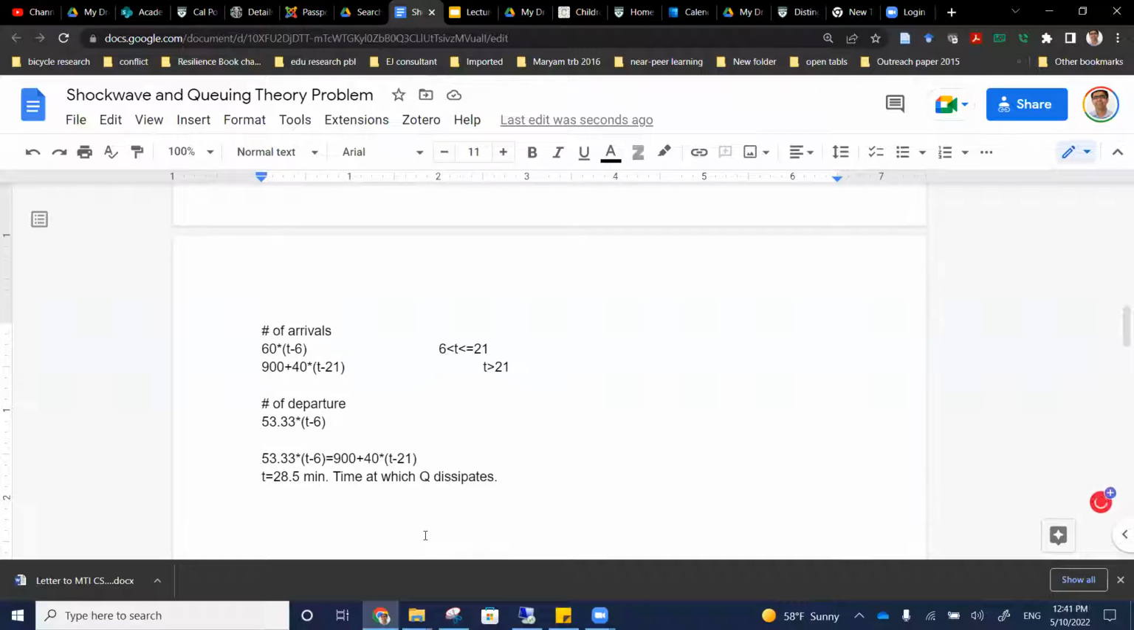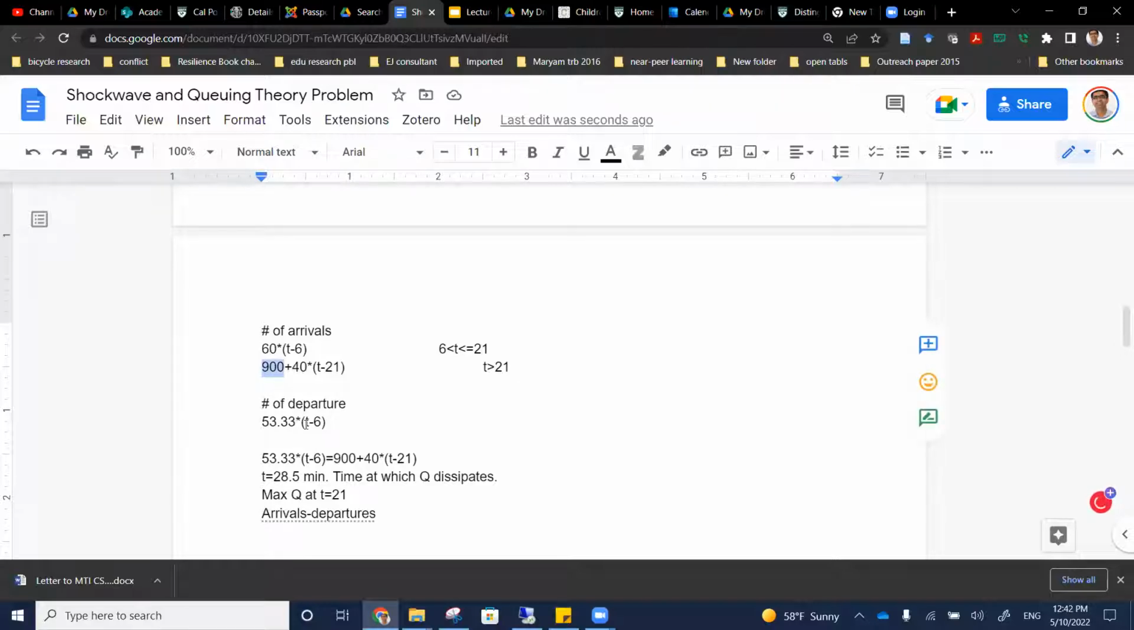The maximum length of the Q is easy to identify. It's whatever the Q length is at t equal to 21, because that's when the arrival rate changes and the Q starts to dissipate. So max Q at t equal to 21 is easy to get. You basically subtract departures from arrivals.